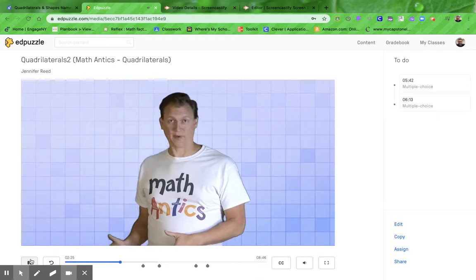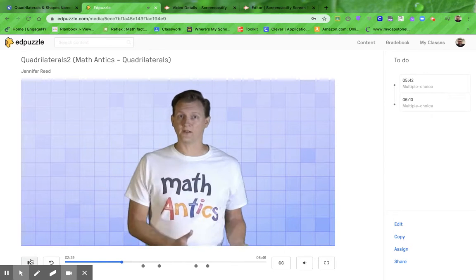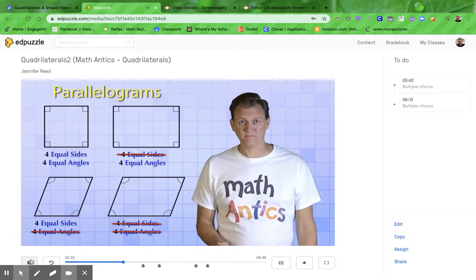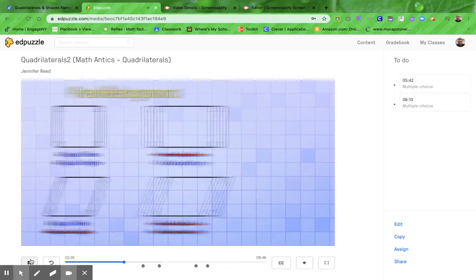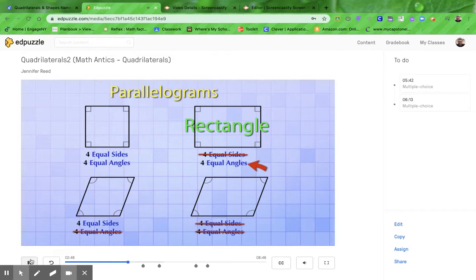Now wait a second. If that's the definition of a parallelogram, a quadrilateral that's made from two pairs of parallel sides, then wouldn't all these other shapes be parallelograms too? Exactly. All of these shapes are parallelograms, just like they're all quadrilaterals. It's just that we have special names for them if their angles are all equal, a rectangle, or if their sides are all equal, a rhombus, or if both their sides and their angles are all equal, a square.